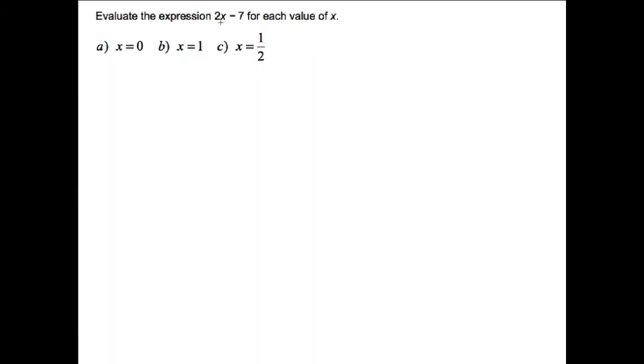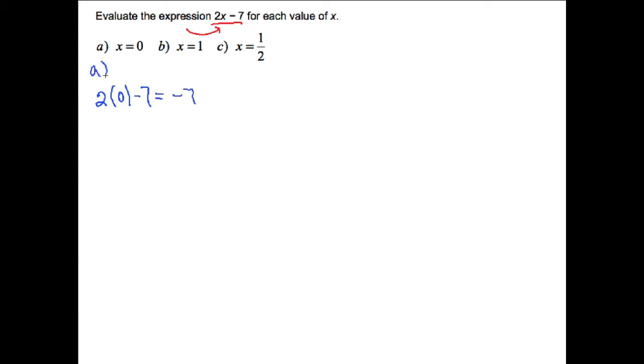Evaluate the expression 2x minus 7 for each value of x. So for each of these values of x, I'm going to substitute them in for x, and I'll start with x equals 0. So I have 2 times 0 minus 7, and that's equal to negative 7.